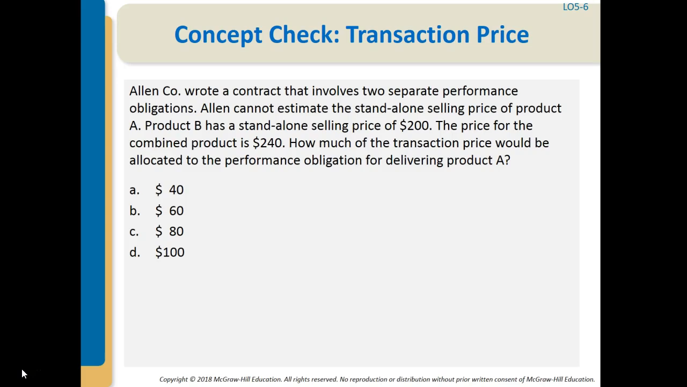So let's look at another concept question here. Allen Company wrote a contract that involves 2 separate performance obligations. Allen cannot estimate the standalone selling price of product A. Product B has a standalone selling price of $200. The price for the combined product is $240. How much of the transaction price would be allocated to the performance obligation for delivering product A?